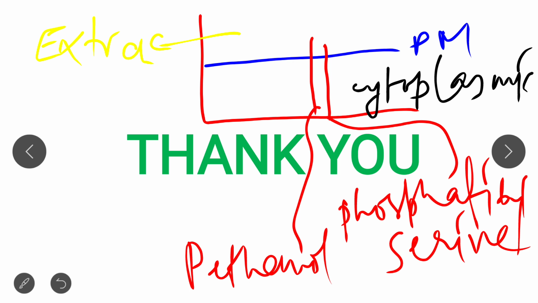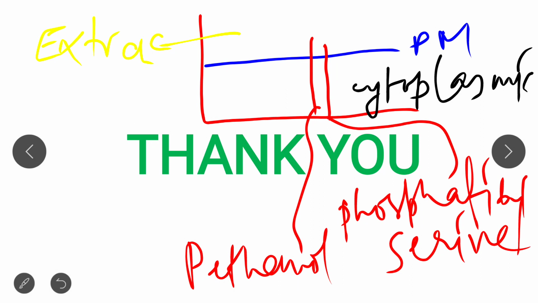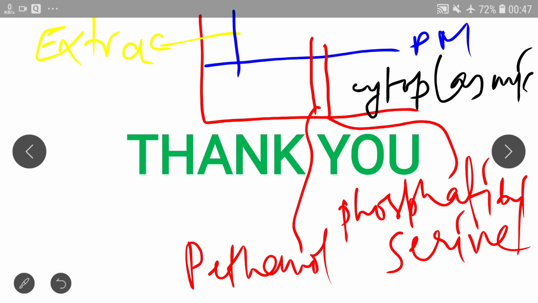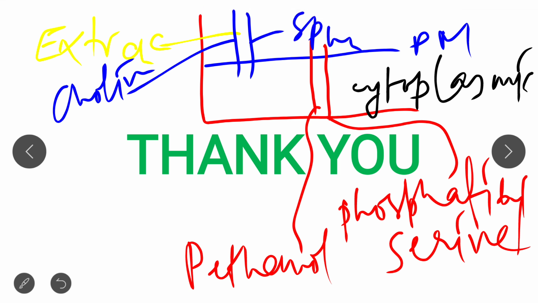And in the extracellular part, there are majorly two components: the choline-containing phospholipids. This is phosphatidylcholine, and this is sphingomyelin. So this is the basic concept of asymmetrical distribution, and this asymmetrical distribution is very important for the normal function of the plasma membrane.